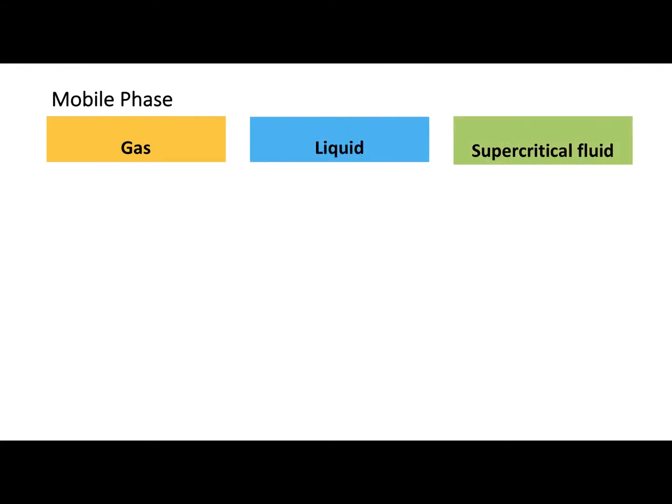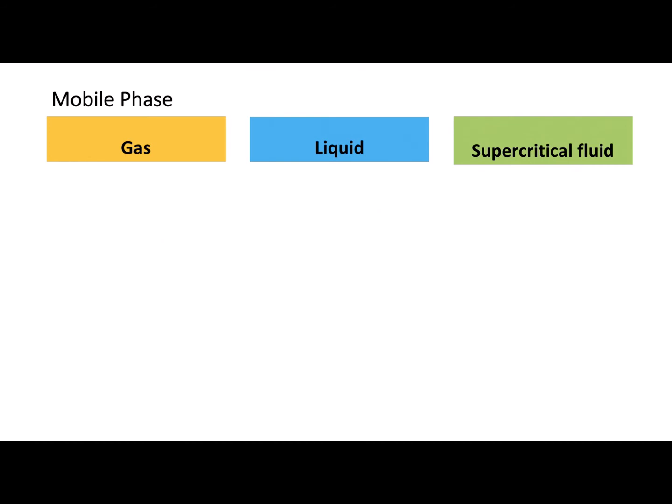Mobile phase is the solvent flowing through the column. Sometimes it is called eluent. Mobile phase can be present in different forms such as gas, liquid, or supercritical fluid. The difference in the mobile phase differentiates different types of chromatography.